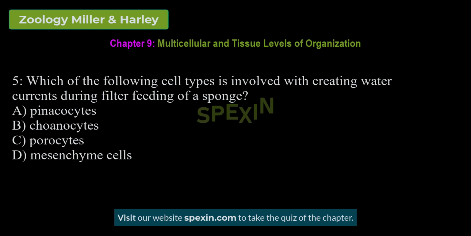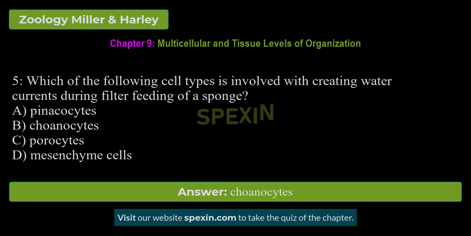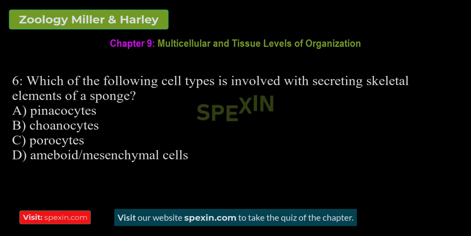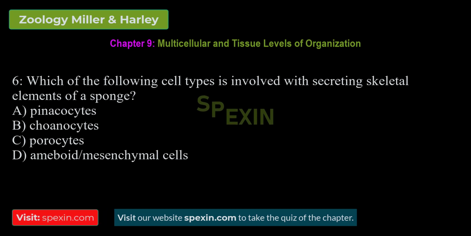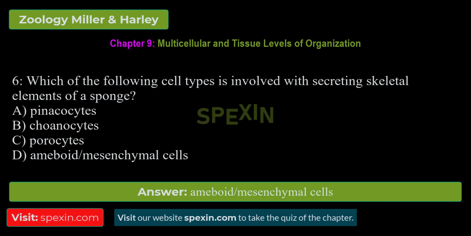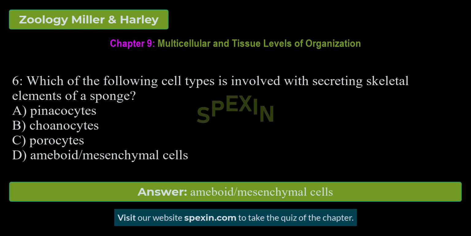Which of the following cell types is involved with creating water currents during filter feeding of a sponge? Pinacocytes. Choanocytes. Porocytes. Mesenchyme cells. Correct answer: choanocytes. Which of the following cell types is involved with secreting skeletal elements of a sponge? Pinacocytes. Choanocytes. Porocytes. Amoeboid/mesenchymal cells. Correct answer: amoeboid/mesenchymal cells.